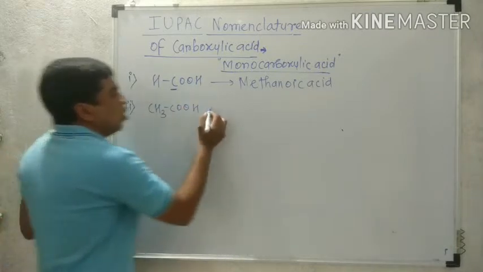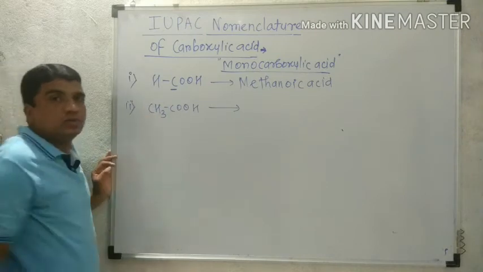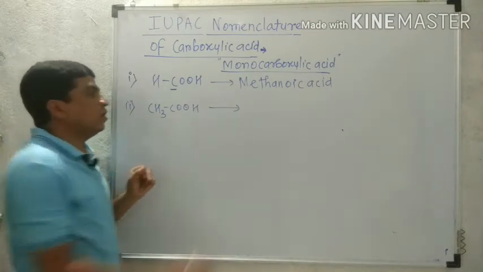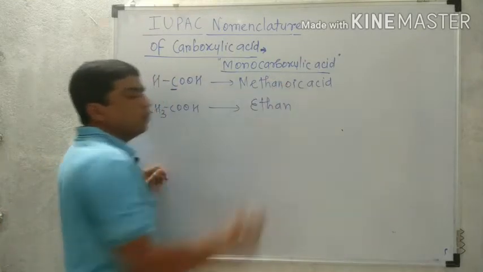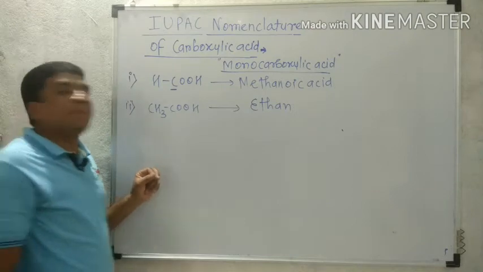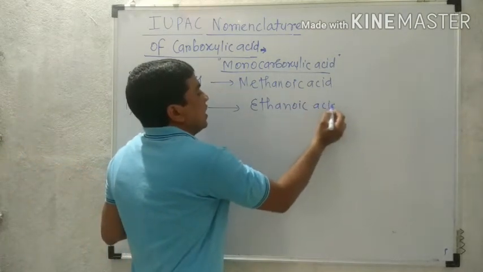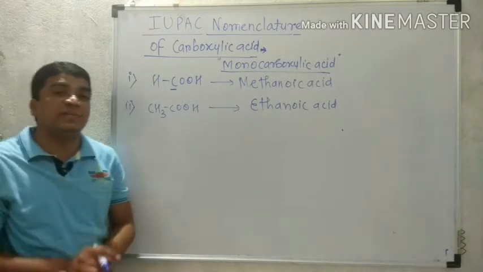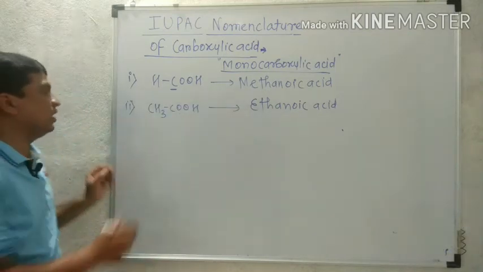CH3COOH. How many carbons are in this structure? There are 1 and 2, so two carbons. Therefore, it is a derivative of ethane. Now, replacing the ending E from ethane, what remains? Ethan. By adding OIC acid, it is ethanoic acid. So CH3COOH in the common name system is acetic acid, and in the IUPAC system, ethanoic acid.